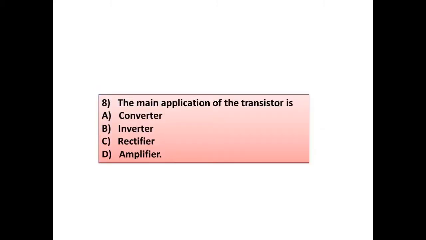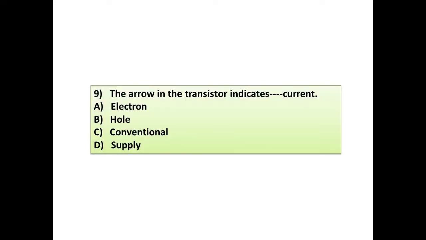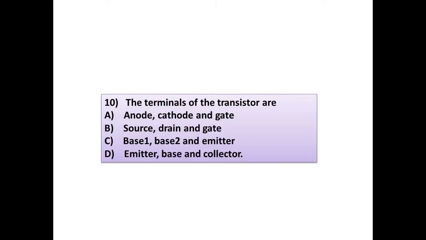Question number 8. The main application of the transistor is. Answers: A. Converter, B. Inverter, C. Rectifier, D. Amplifier. Question number 9. The arrow in the transistor indicates dash current. Answers: A. Electron, B. Hole, C. Conventional, D. Supply.